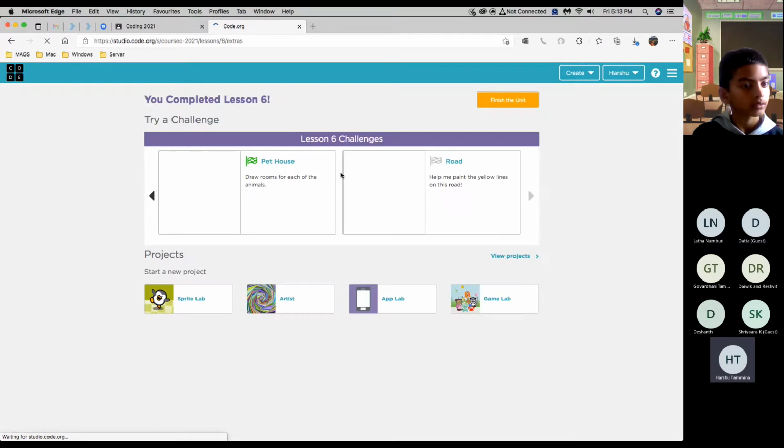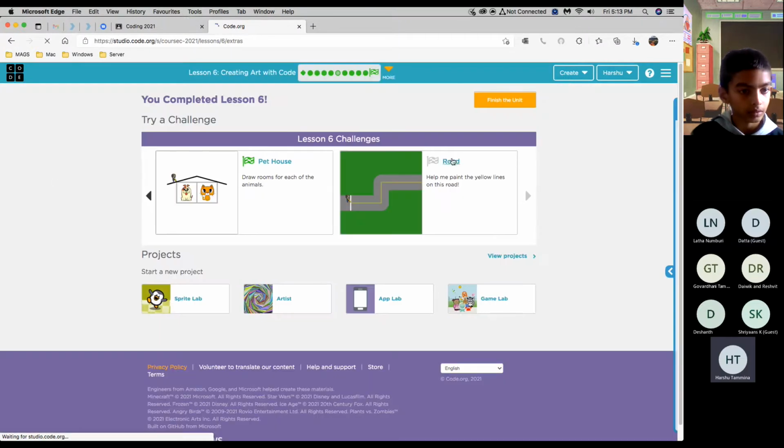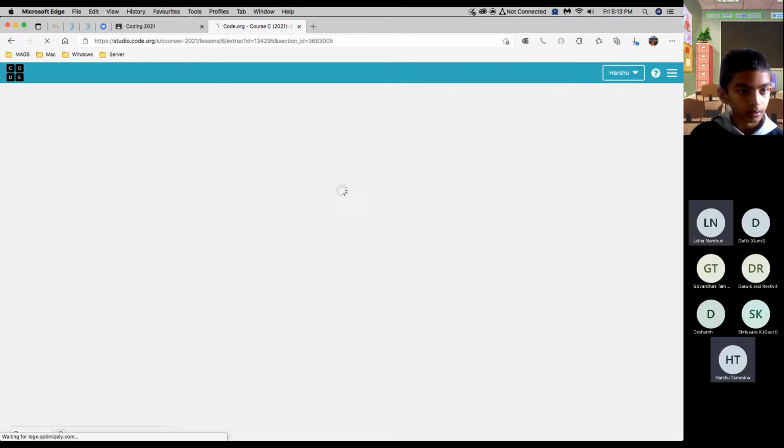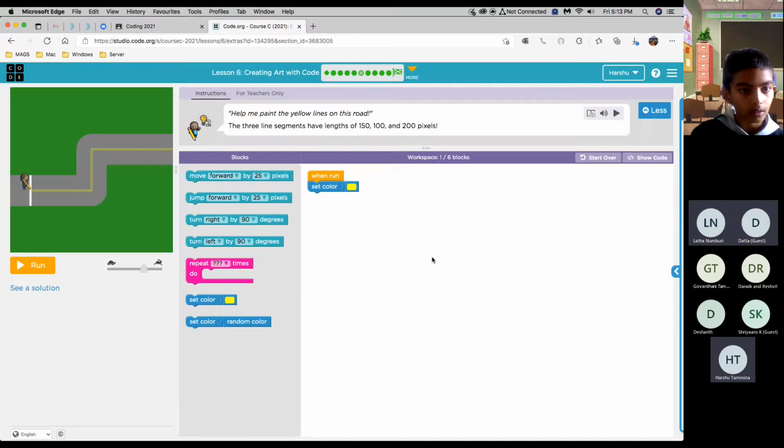So we'll do the road. Rihan, you wanted to do it? Yeah, I want to do it. Okay. Just a minute, it's loading. Help me paint the yellow lines on this road. The three line segments have lengths of 150, 100, and 200 pixels.